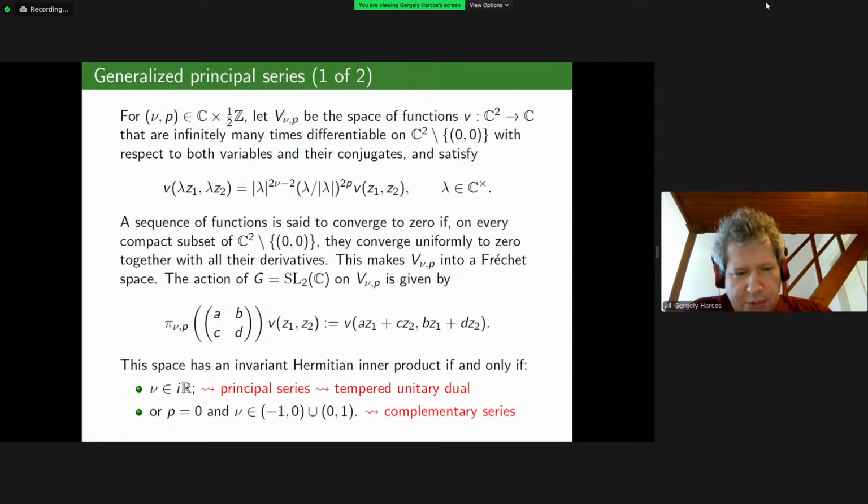But there are also some exceptional cases where the representation is unitary. In those cases, p is 0 and nu is between -1 and 1, and not 0 because that has already been put into the principal series. So those form the complementary series. So the principal series and the complementary series form the unitary dual of SL2C, but we shall need the non-unitary cases as well. And now once you have a Hermitian inner product on your space, you can complete it into a Hilbert space, and then you have a continuous Hilbert space representation.